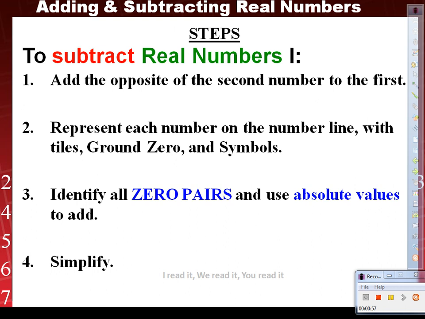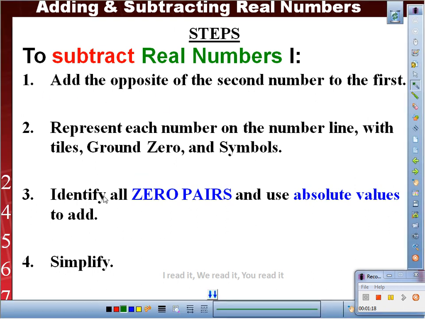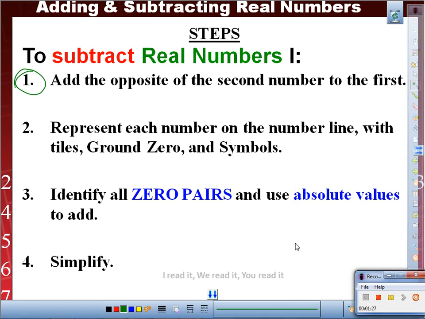Who noticed that? Yes? Which is step 1. I want you to copy that. To subtract the real numbers, I add the opposite of the second number to the first. That's the only one that you're going to copy because you already have the notes on 2, 3, and 4. Copy that. All right, here we go. So once again, to subtract real numbers, I add the opposite of the second number to the first.